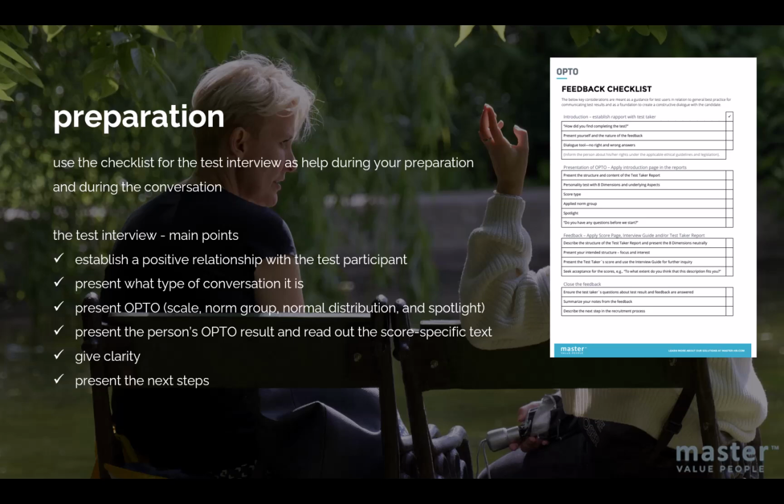Scores from 1 to 3 indicate passive behaviors. 4 to 7 suggests flexible behaviors, and 8 to 10 reflect strong behaviors, where both strengths and potential pitfalls reside. Then dive into the results themselves. We'll cover the structure for that shortly, and wrap up by ensuring the candidate has clarity in the results and understanding of the next step in the recruitment process.